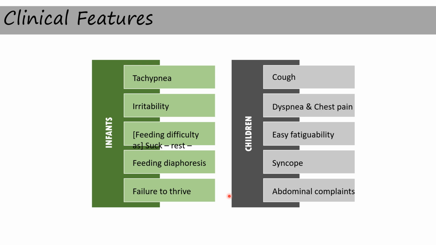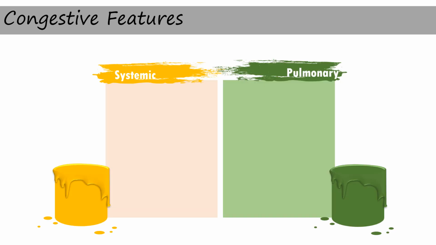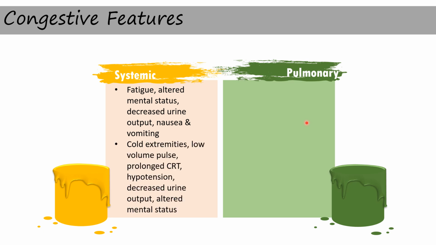Common clinical features seen in children are cough, dyspnea and chest pain, easy fatigability, syncope and abdominal complaints. Congestive features can be both systemic as well as pulmonary. Systemic features are fatigue, altered mental status, decreased urine output, nausea and vomiting, as well as cold extremities. Common signs are cold extremities, low volume pulse, prolonged capillary refill time, hypotension, decreased urine output, and altered mental status.